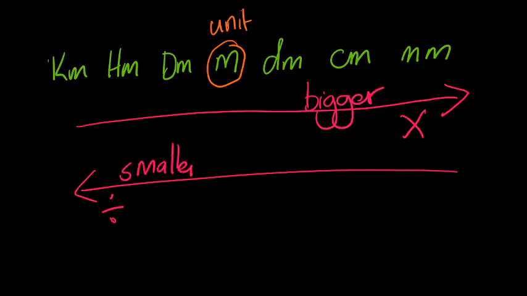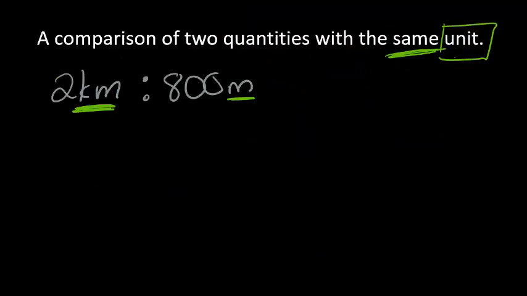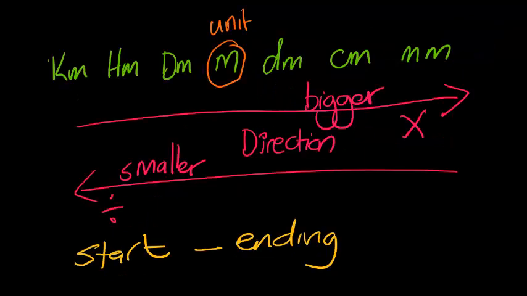So the first thing we want to know is direction. Which way are you going to go? And how do you decide? The second thing is how you decide. You need to have a starting point and an ending point. In this question, we're going from kilometers to meters, so we've got two points here: kilometer and meter. One of them is going to be the starting point and one is going to be the ending point.